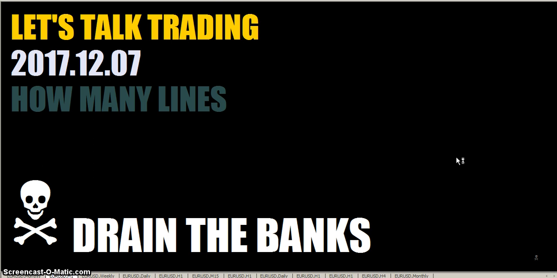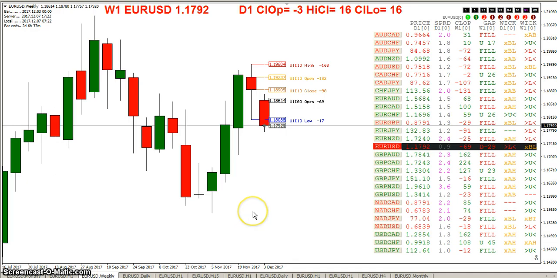Now, let's move on to how many lines. Well, here on the weekly chart, we can see I have 5 horizontal lines. The previous high, open, close, and low, and the current open. So on a weekly basis, if this is what I'm trading, these are the levels that I will take a trade when the price crosses.